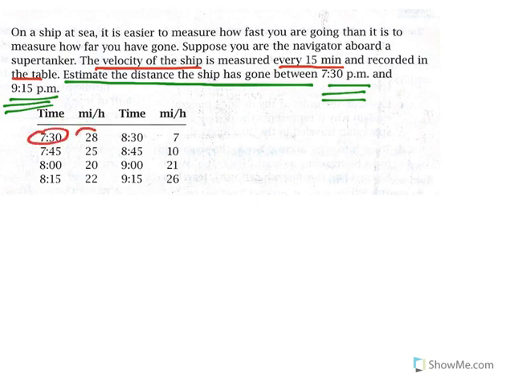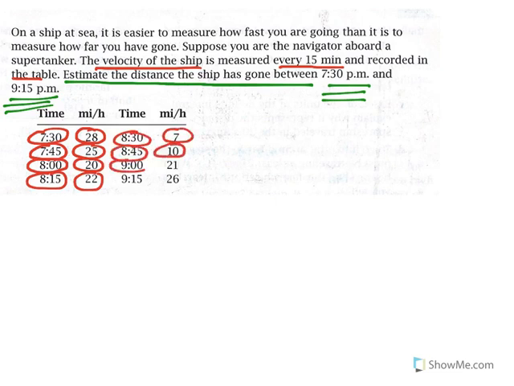We know that at 7:30 the ship is going 28 miles per hour. And at 7:45 the ship is going 25 miles per hour. At 8 p.m. the ship is going 20 miles per hour, 8:15, 22 miles per hour, 8:30, 7 miles per hour, 8:45, 10 miles per hour, 9, 21 miles per hour, and 9:15, 26 miles per hour.